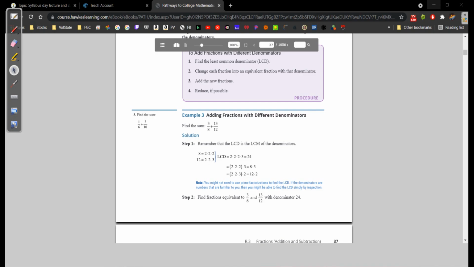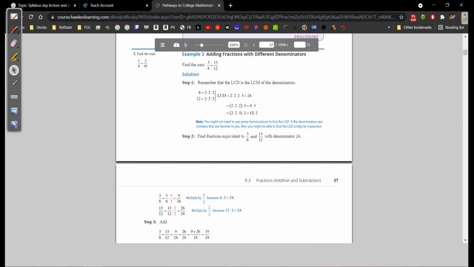Now, the textbook goes about it a different way, and there's nothing wrong with it. Like I said, I just do things a little bit different. What they did was they got the least common denominator of 8 and 12. 2 times 2 times 2 is 8, and 2 times 2 times 3 is 12. We did this in a previous section. I think it was the very first review.